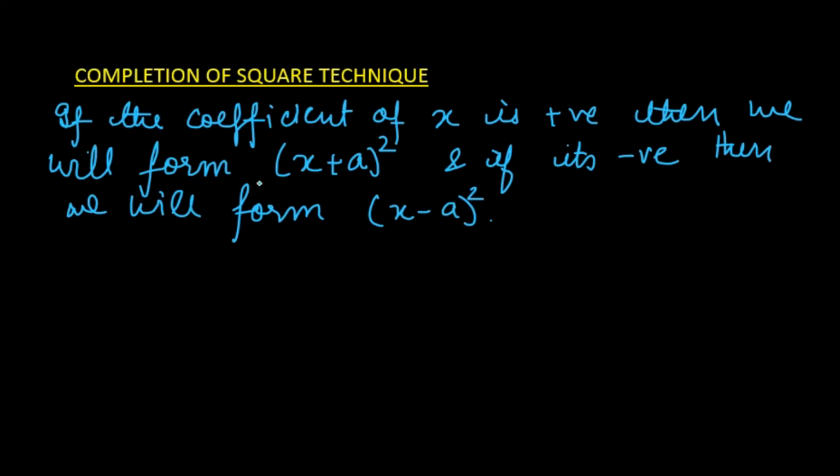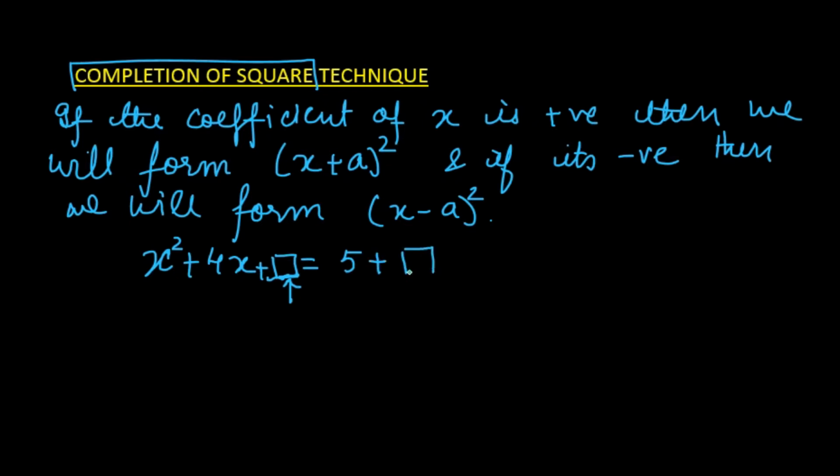Now we actually have to form the square by adding or subtracting the terms from both the sides. Let us see how we do it. So the equation which we have with us is x square plus 4x is equal to 5. We leave some space here to fill in the extra term which will help in completing the square. Whatever term we fill in here, the same term has to be filled in on the other side to maintain the balance of the equation. So our aim is to find out this term.